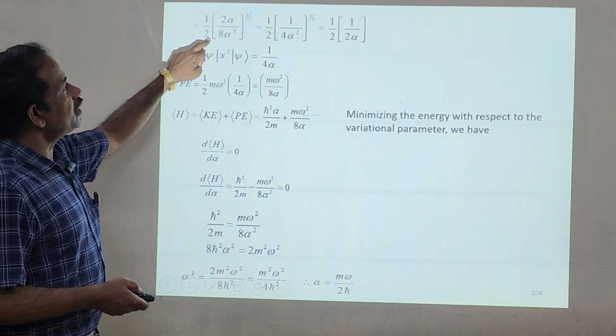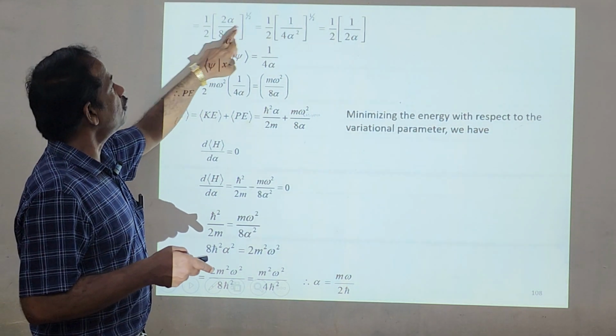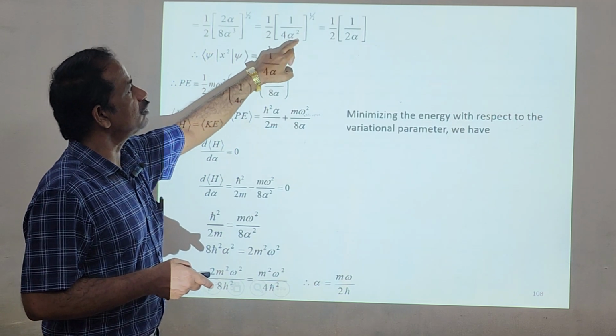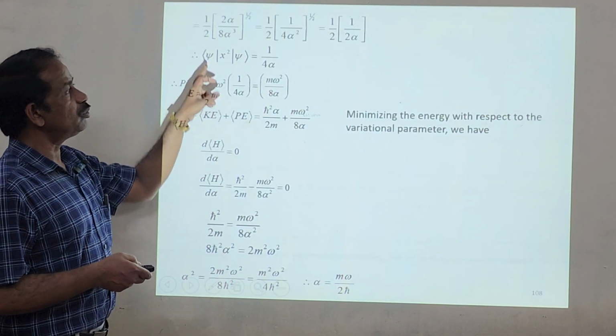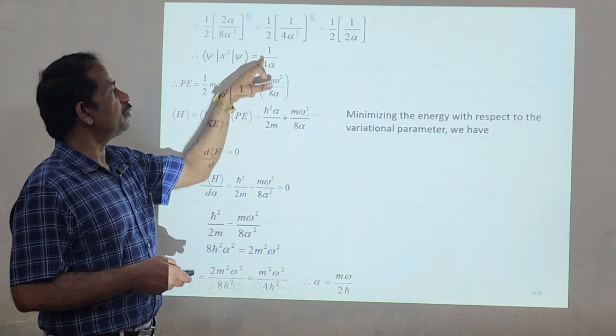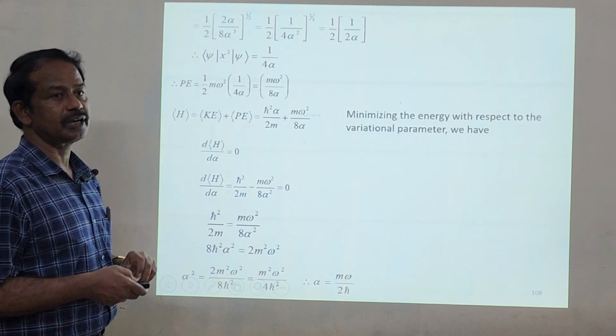So the same thing I have written here, 2 to get 2 and 8. So that will give you 1 by 4. So 1 by 2, 1 by 4 alpha square to the power 1 by 2. So that will be 1 by 2, 1 by 2 alpha. So 2 to 4, that will give you 1 by 4 alpha. So the answer for x squared will be 1 by 4 alpha.